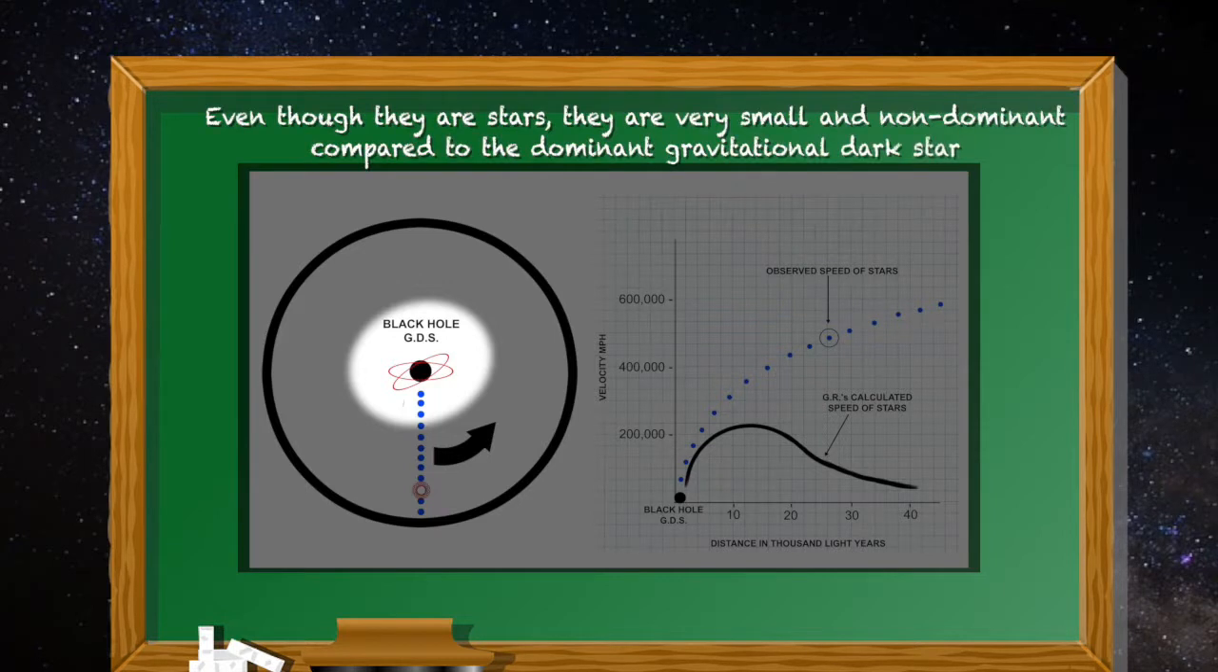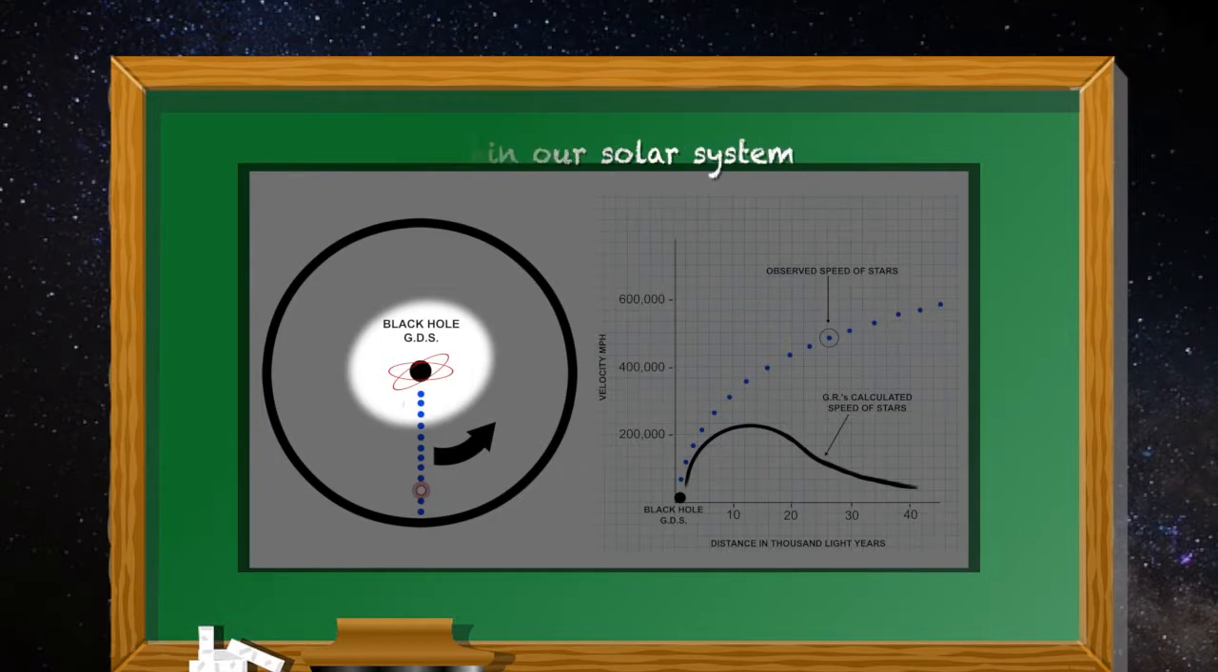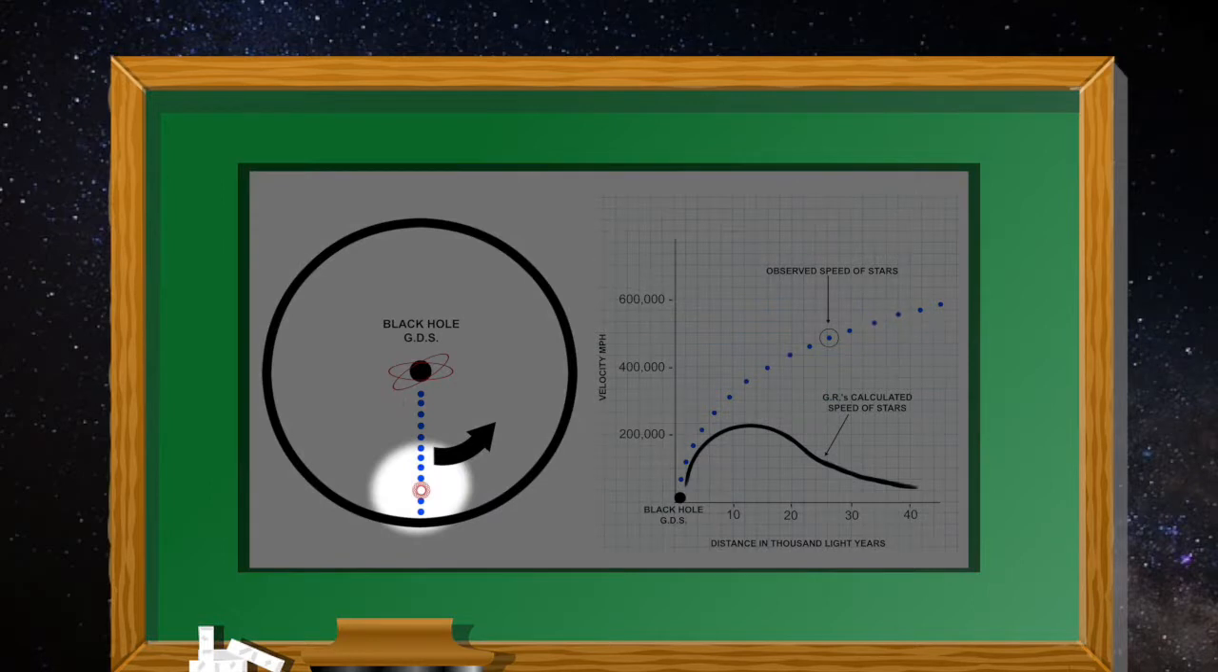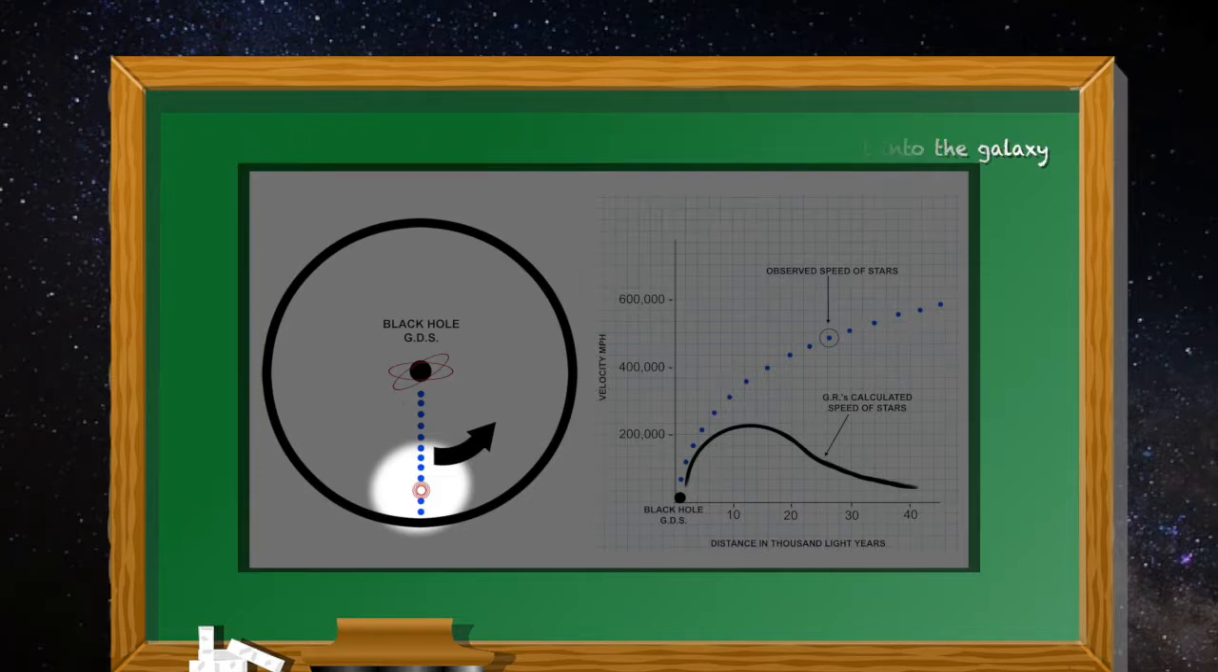Therefore, even though they are stars, they are very small and non-dominant compared to the dominant gravitational dark star. So they orbit just as planets do within our solar system. If you look at the nebula depicted near our solar system, it is now clear how that nebula's cloud of elements reclaimed their gravitons that were exiled from their star as the material was blown out into the galaxy.